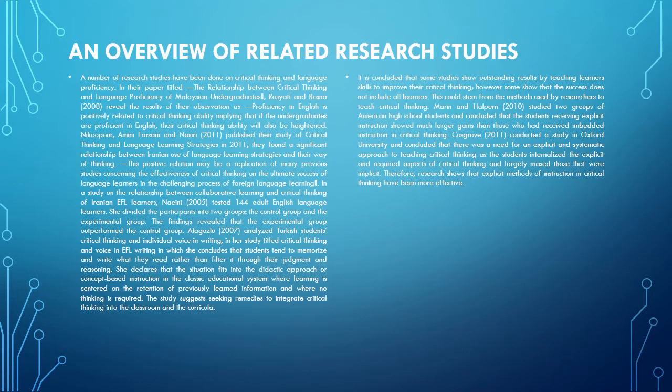Okay, let me move to another slide. In this slide, I'm going to describe an overview of related research studies. A number of research studies have been done on critical thinking and language proficiency. In their paper titled The Relationship Between Critical Thinking and Language Proficiency of Malaysian Undergraduates, Rosiati and Rosner 2008 reveal the result of their observation that proficiency in English is positively related to critical thinking ability, implying that if the undergraduates are proficient in English, their critical thinking ability will also be heightened.